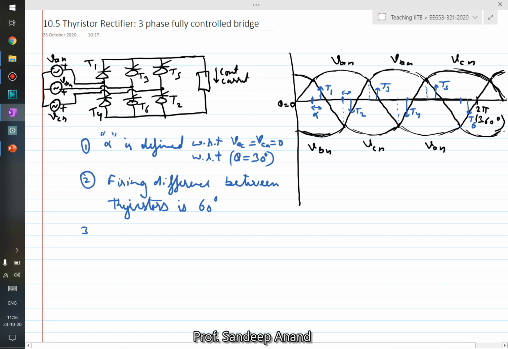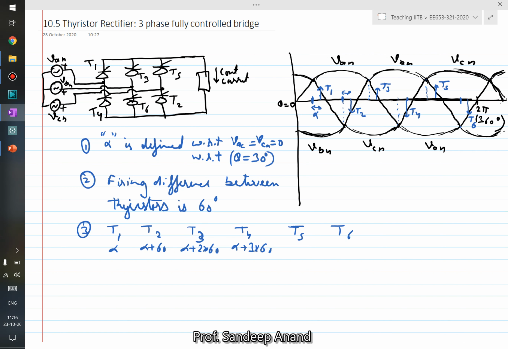And third is, now you know why people would name it in this fashion, because this just makes it simple. T1 gets fired at alpha, T2 gets fired at alpha plus 60, T3 gets fired at alpha plus 2 times 60, T4 gets fired at alpha plus 3 times 60, and so on. And that is the reason sometimes in the figures, in books, in literature, in papers, you would find the T1, T2 arrangement named like this. Okay, so far so good.